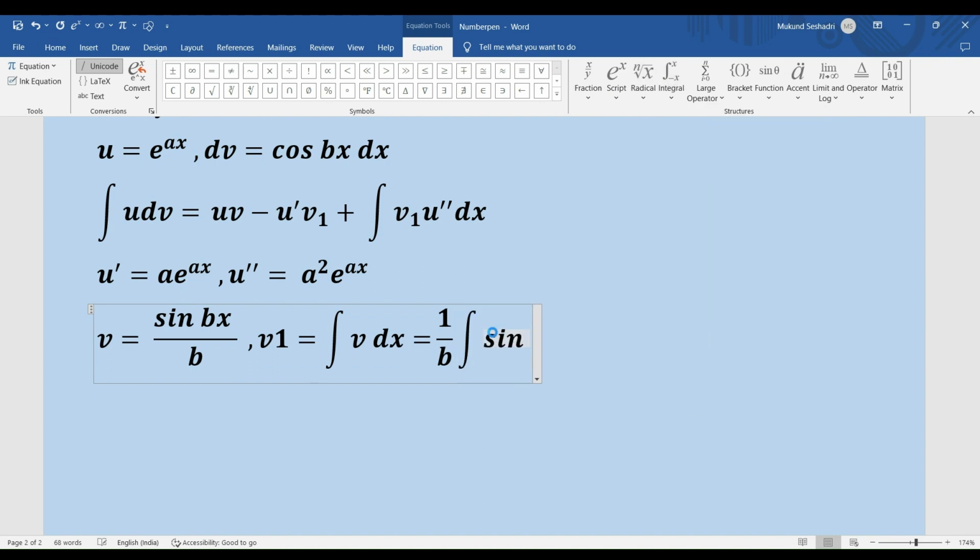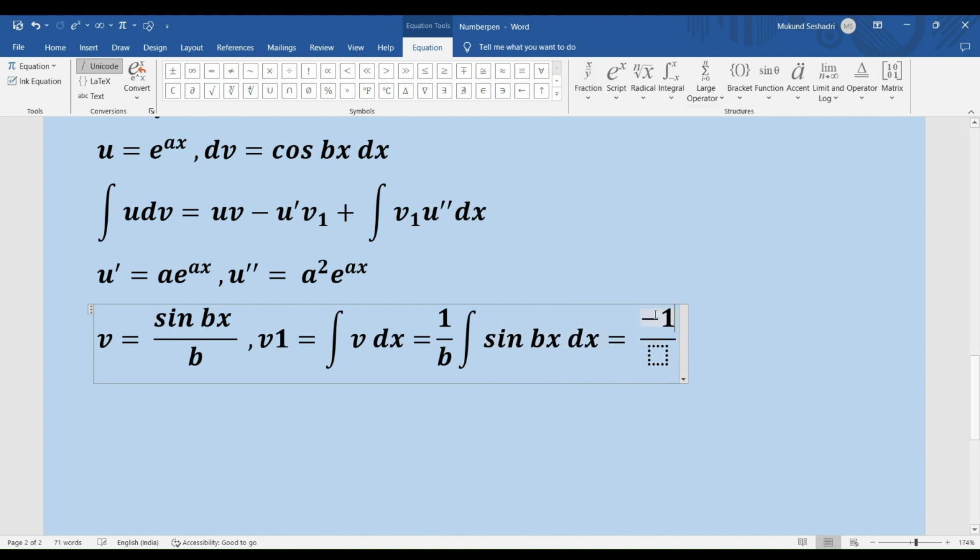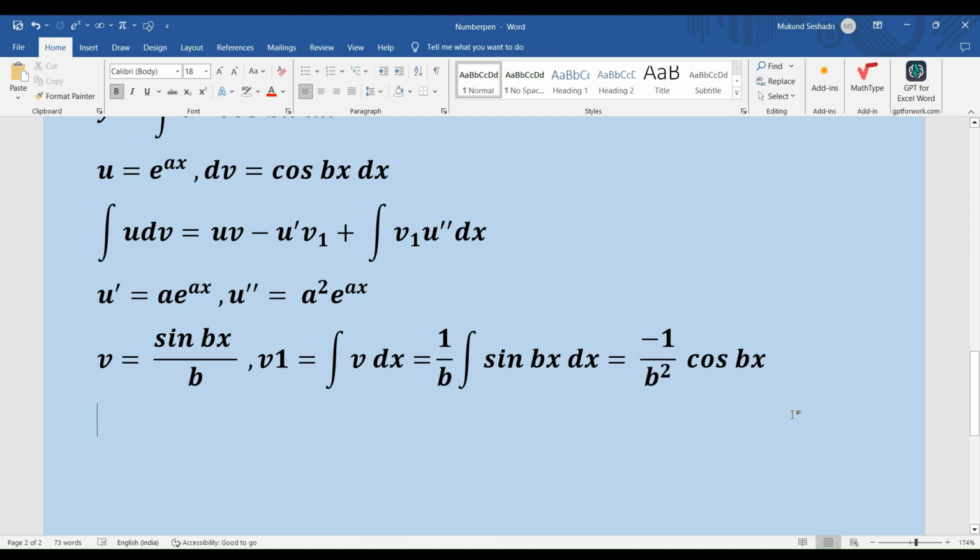And do we know the answer for this? Yes, it's not too difficult. It is minus 1 by b times cos bx, right? So I already have a 1 by b outside the integral. Therefore, what I will get is minus 1 by b square times cos bx, right? So now we have our u dashed, u double dashed, we have our v, we have our v1, right?